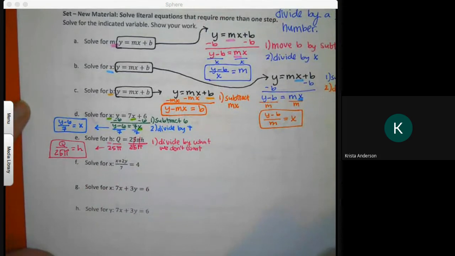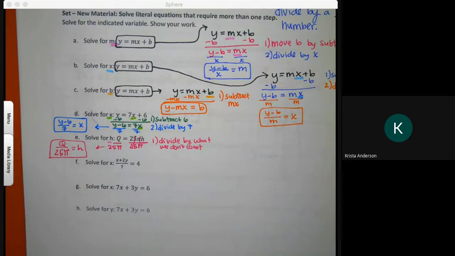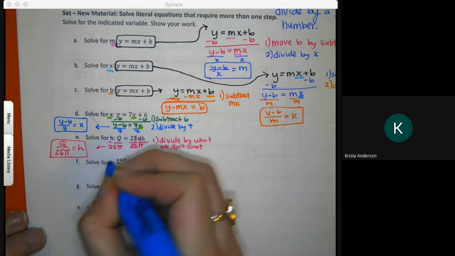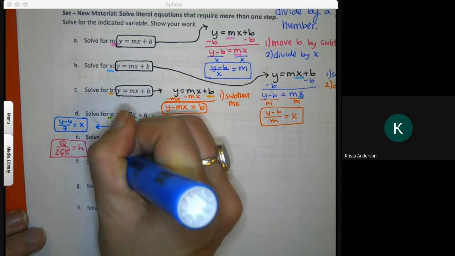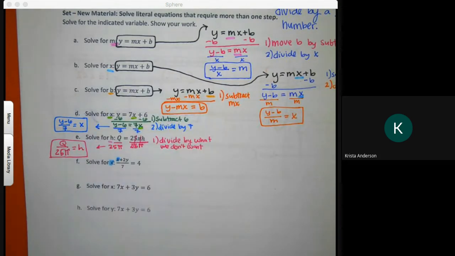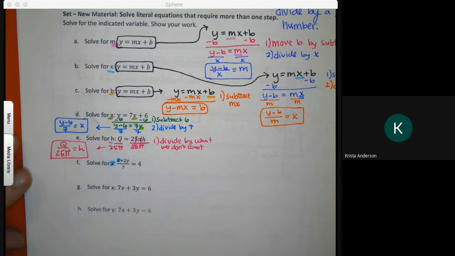Question F. Solve for the letter X. Solve for X. So I want this one. I want that by itself. Maybe I'll pull this one over to the side as well.